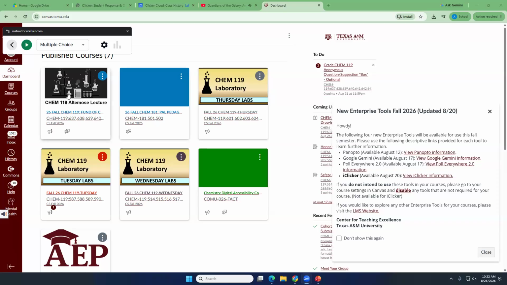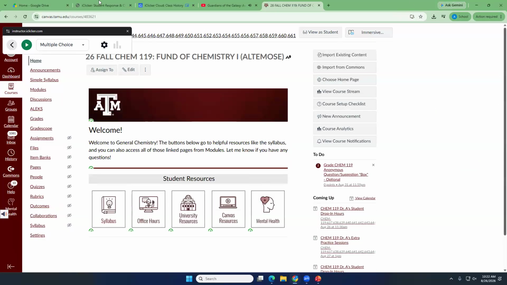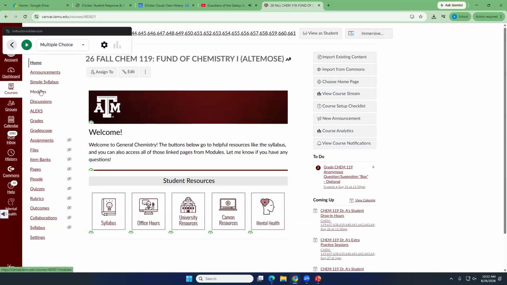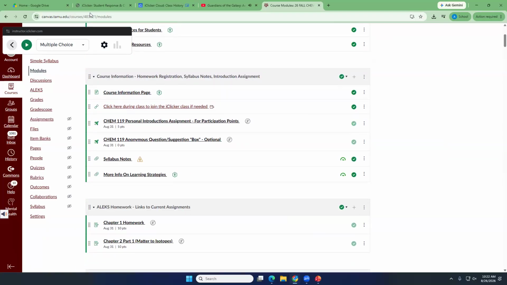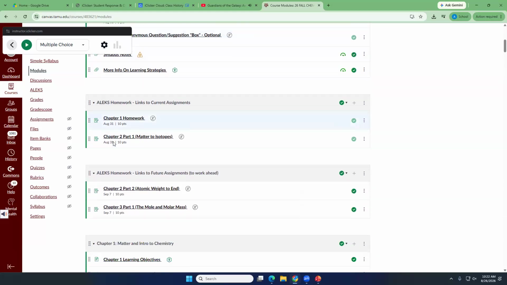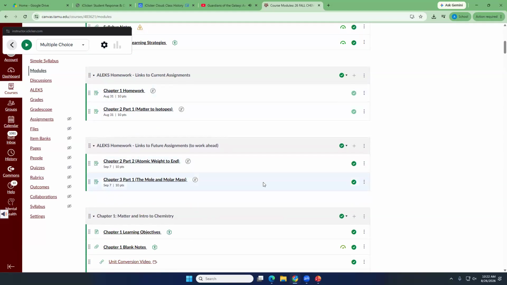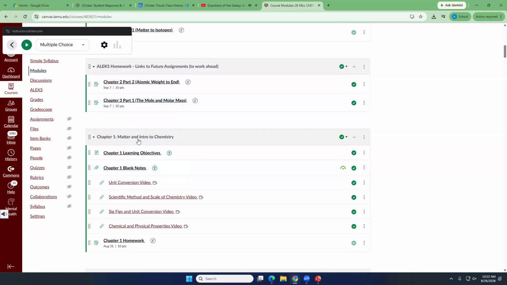On our Canvas page, which now has a cute little chemistry logo to help you identify it, if you click on modules, and I know it might look different in the app, but somehow you can get to modules, then you can download the notes from each chapter, or the course information has the syllabus notes. And then I have links to the current assignments, links to future assignments on Alex. And then each chapter has its own module.